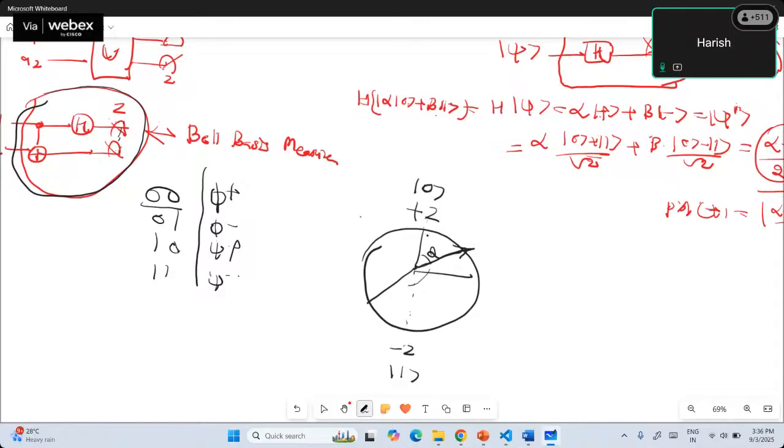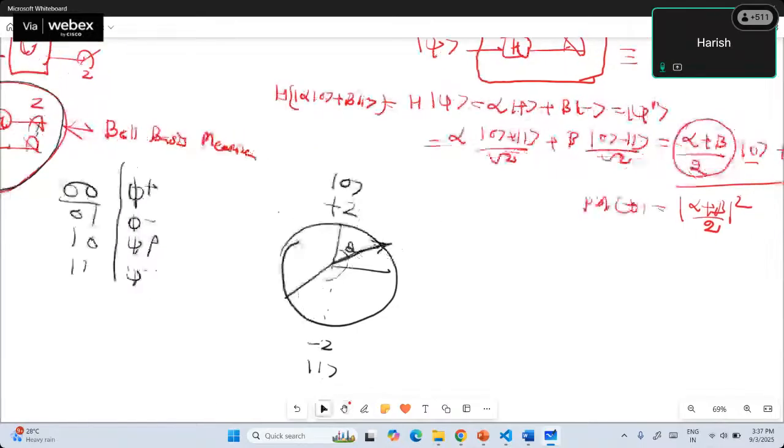So we do the inner product and mod square, so we get the probabilities. Basically, the Z basis measurement is that we are projecting the vector denoted by the state on the plus Z and minus Z axis.